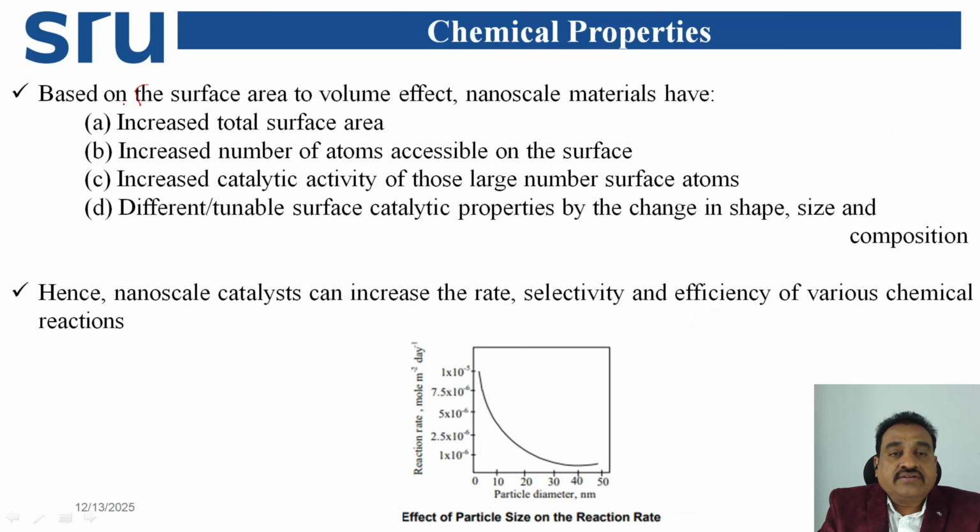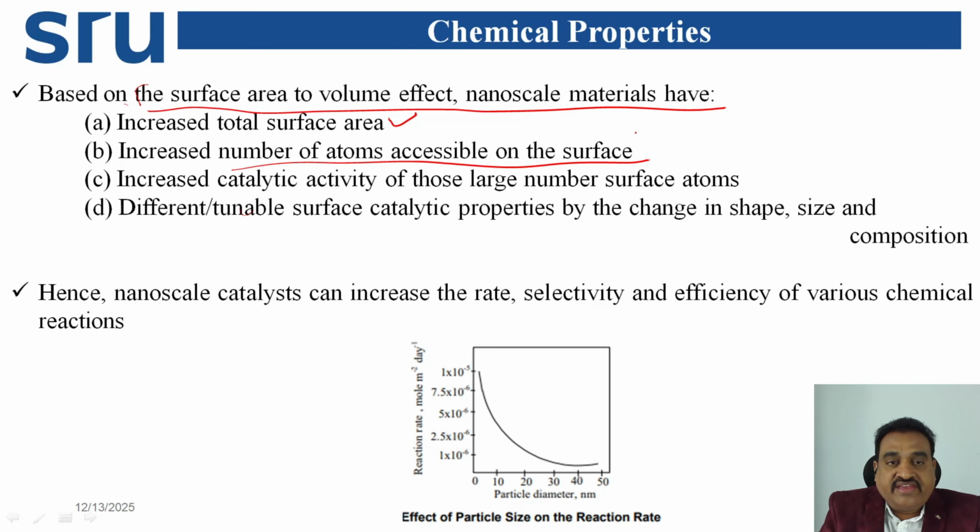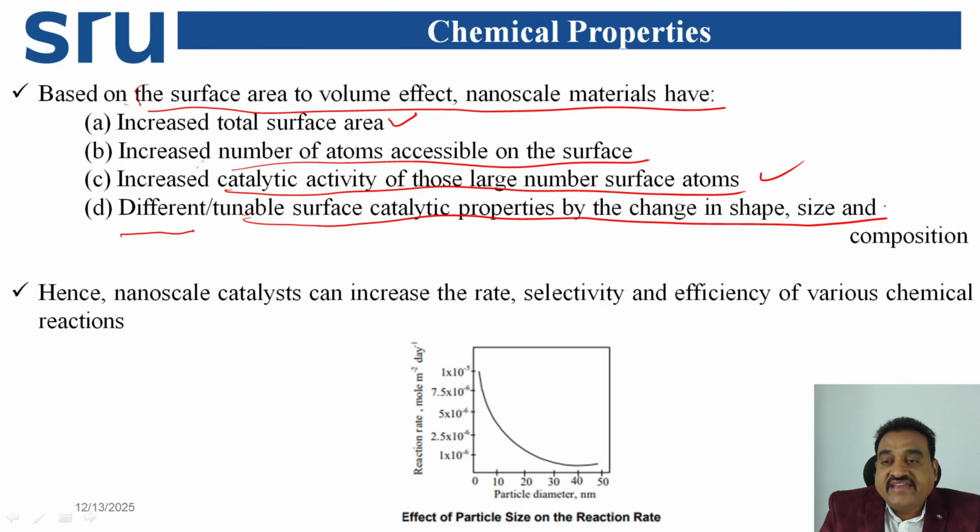Based on the surface area to volume ratio, nanoscale materials have increased total surface area, an increased number of atoms accessible on the surface, and increased catalytic activity from those large numbers of surface atoms, with different tunable surface catalytic properties by changing shape, size, and composition. Hence, nanoscale catalysts can increase the rate, selectivity, and efficiency of various chemical reactions.